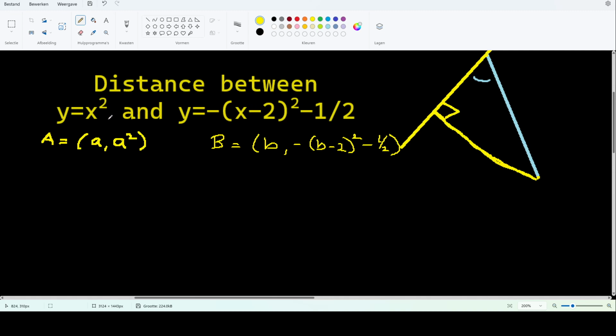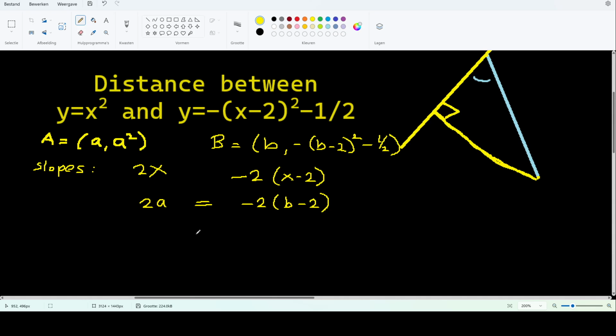So if you calculate the slope for these functions, the first one has slope 2x. The second function has slope -2(x - 2). So this here is at the point A, so the slope here is 2a. And here it's at x = b, so the slope here is -2(b - 2). And apparently they have to be equal.